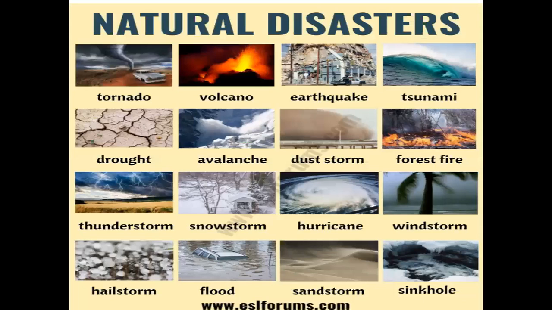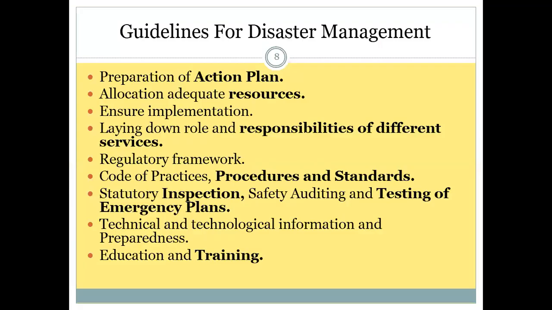Coming to the natural disasters: tornadoes, volcanoes, tsunamis, dust storms, forest fire, thunderstorms, snowstorms, hurricane, hailstorm, flood, sandstorm, and sinkholes are the natural disasters which sometimes cannot be avoided. So coming to the next slide, guidelines for disaster management.